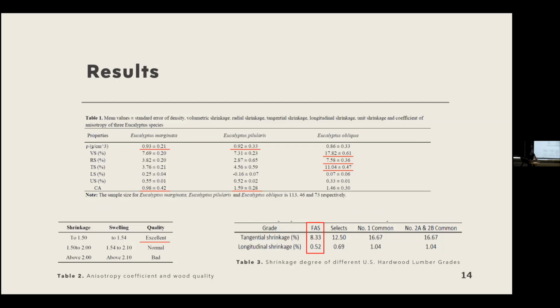This one? Sorry, table 2 or table 3? Table 3. This is for all species, not only eucalyptus, but also other species. This is the shrinkage degree for lumber, no matter what species it is. Yeah, only hardwood, only hardwood.